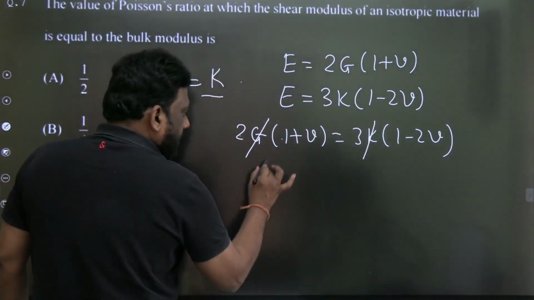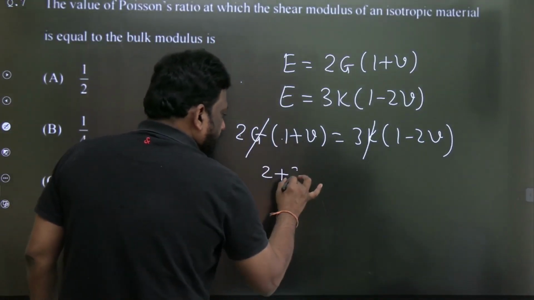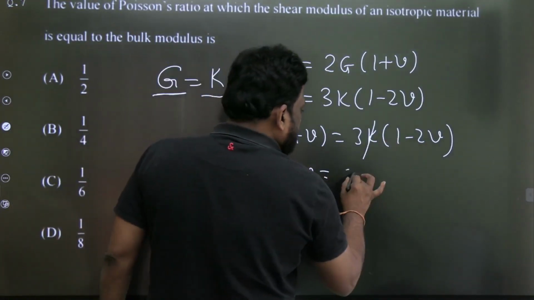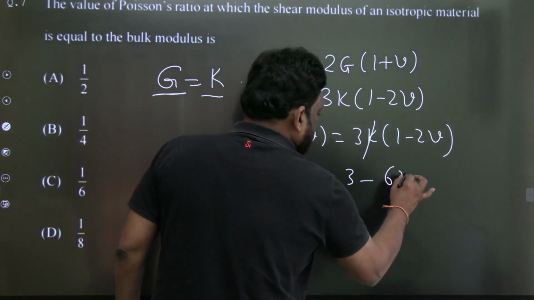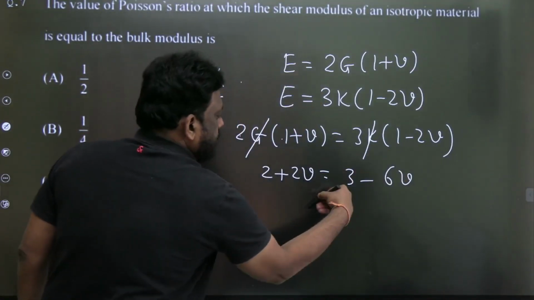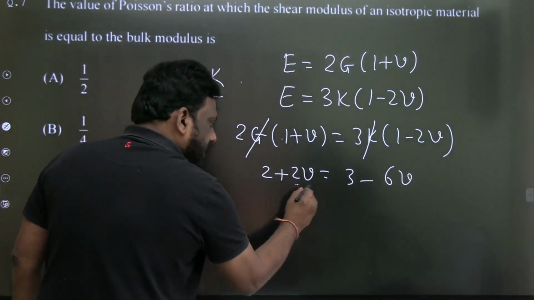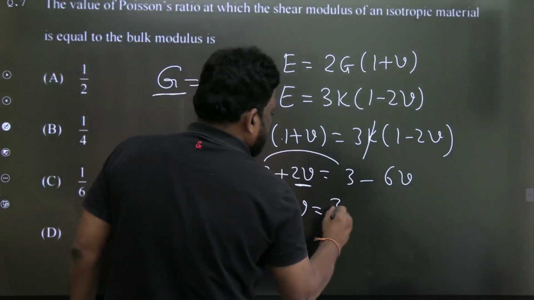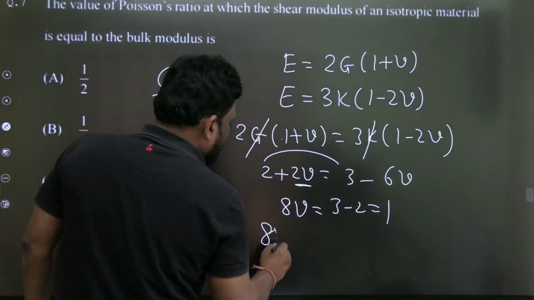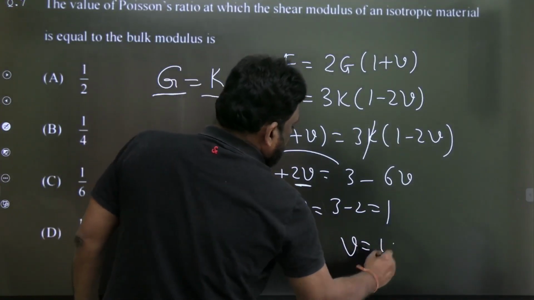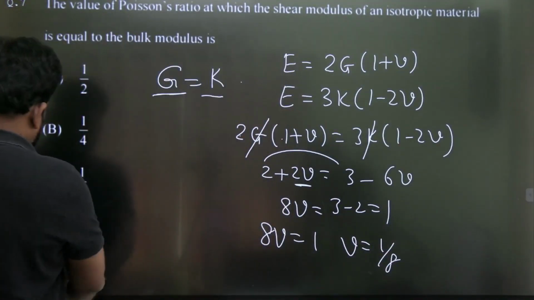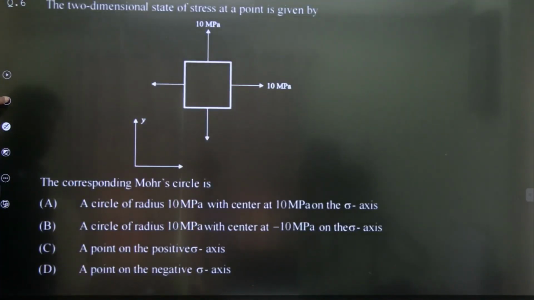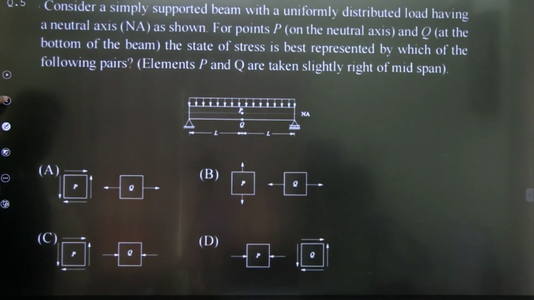So cancel them. 2 into 1 is 2, plus 2 into nu is 2 nu, is equal to 3 into 1 is 3, minus 3 into 2 is 6 nu. Bring 6 nu to this side: 2 nu plus 6 nu is 8 nu, and take 2 to that side: 3 minus 2 is 1. So 8 nu is equal to 1, or nu is equal to 1 by 8. I think the option is D. It's D, my dear students.